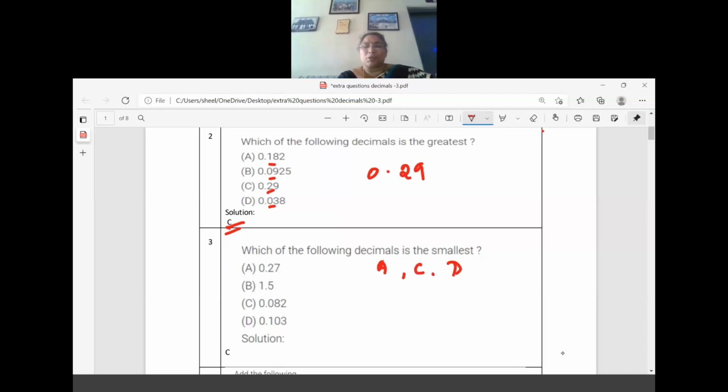In all these options you can see that the whole number is 0, right? After the decimal, which numbers are coming? 2, then 0, then 1. So which is the smallest among all these? 0 is the smallest. 2, 1, 2, 0, 1. So in option C you can see 0.082, that is the smallest one. Again, C is the option for us, right?